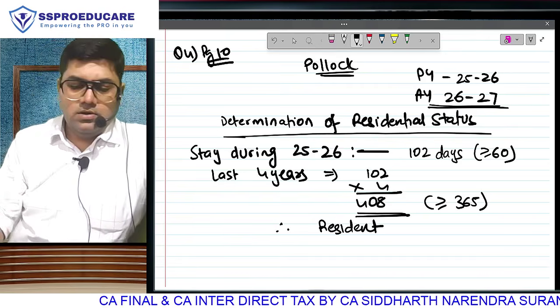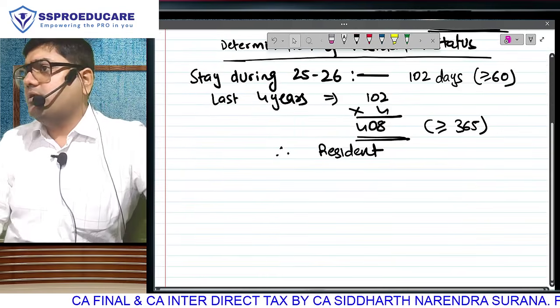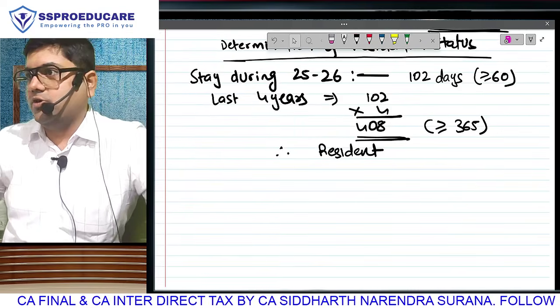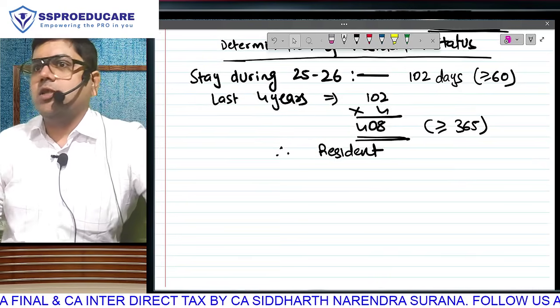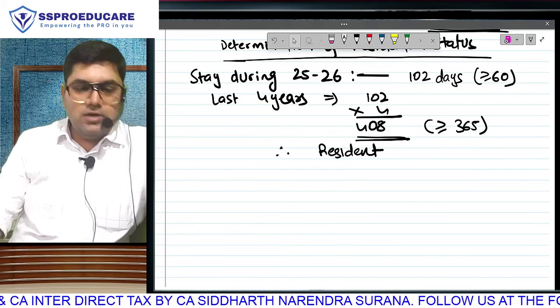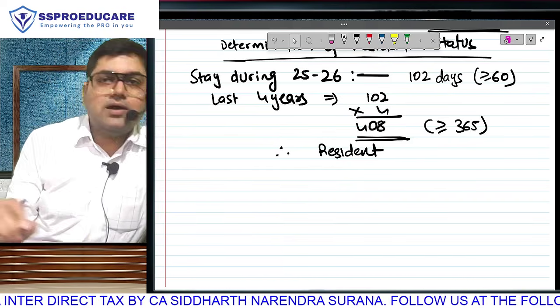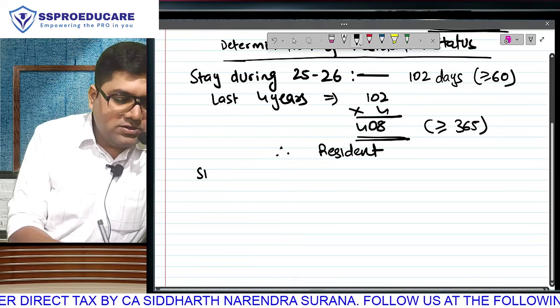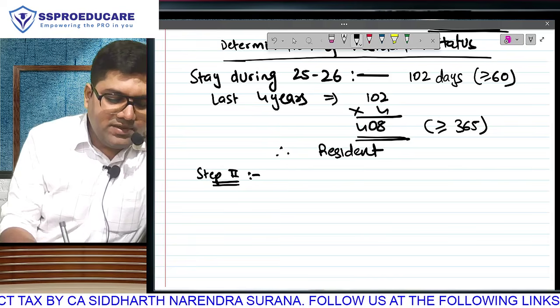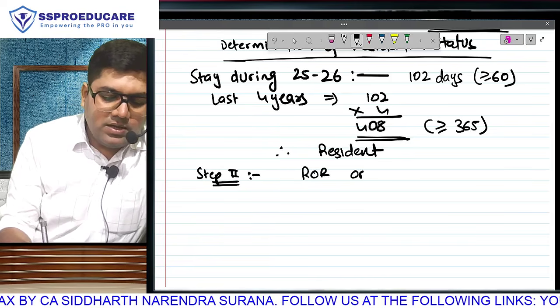Now that we are done with this part, this question can't go over here. Supposing the answer was non-resident, the question is over. But the moment the answer is resident, you have to continue. Now we will have to check whether you are ROR or RNOR. So we will now do our step number 2 to determine whether you are ROR or RNOR.